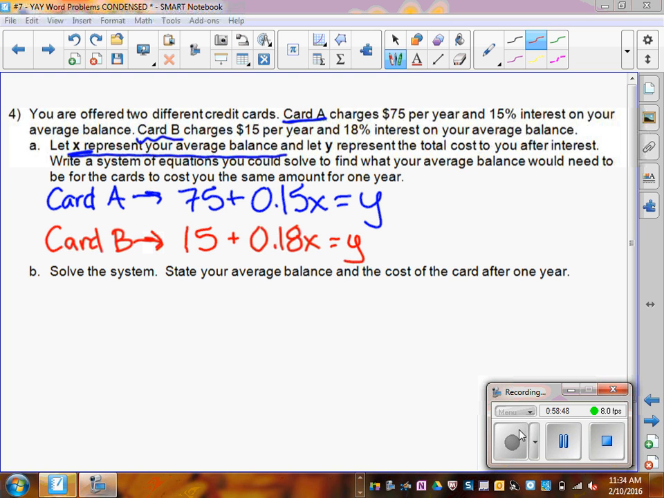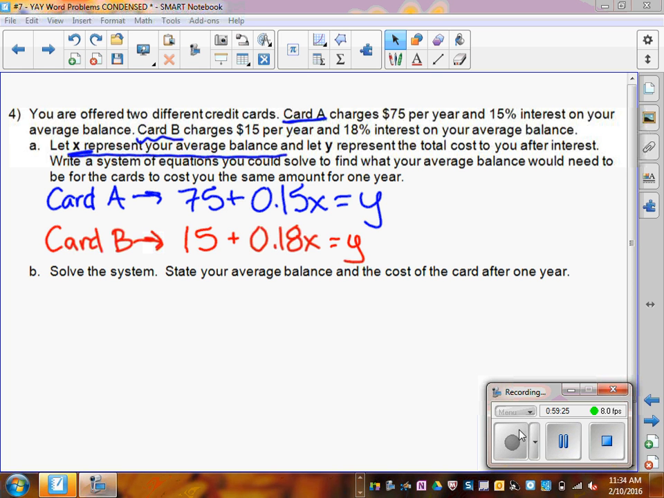All right. So it says write a system, and then part B says solve the system. State your average balance and the cost of the credit after 1 year. So solving our system here, it says write a system to find out what your average balance would need to be for the cards to cost you the same amount for 1 year. So we want to figure out when these 2 are equal, and that would be the average balance for the cards to cost the same. So here our setup's a little bit different in that, again, we don't have those totals, but rather y is our variable that's equal to. But we still can solve this either by substitution or elimination.